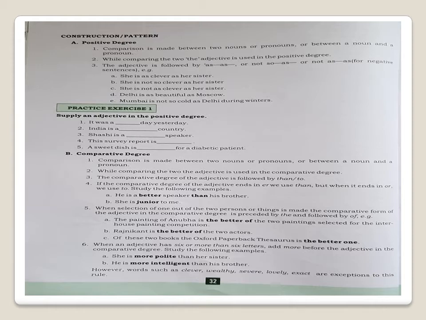See that here some sentences are given. She is as clever as her sister. It is an affirmative sentence. She is not so clever as her sister. As it is a negative sentence, we have used so as. In the affirmative sentence we are using as. Got my point?